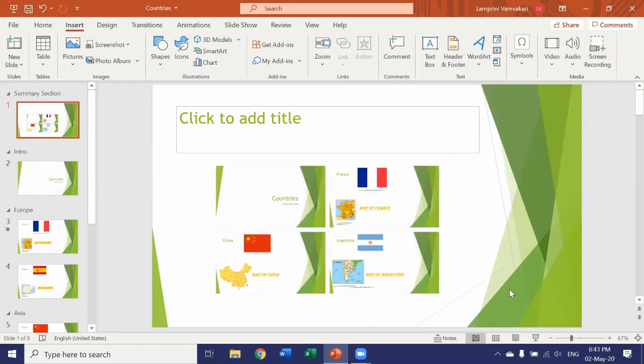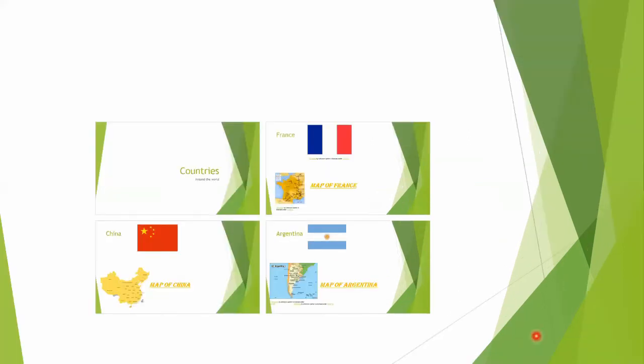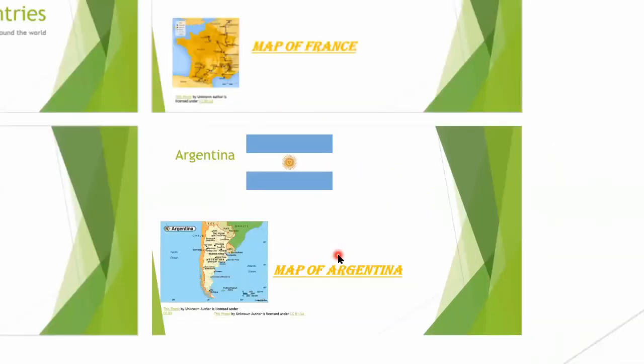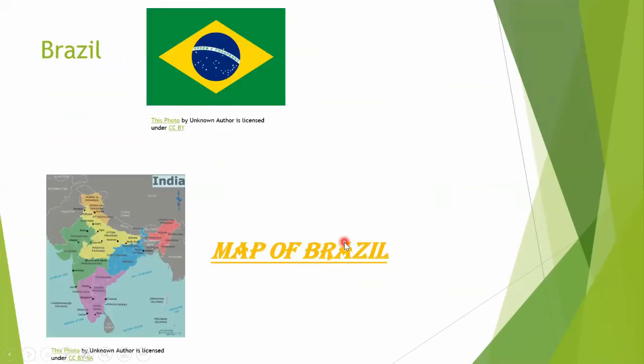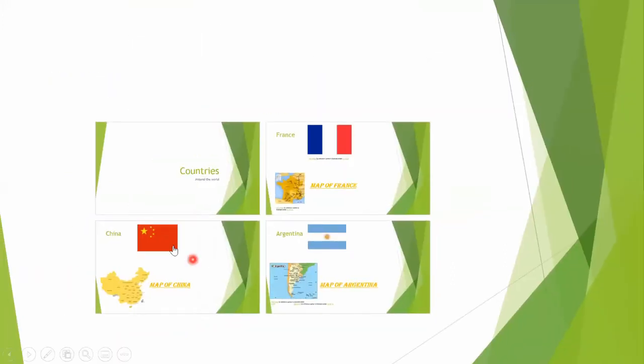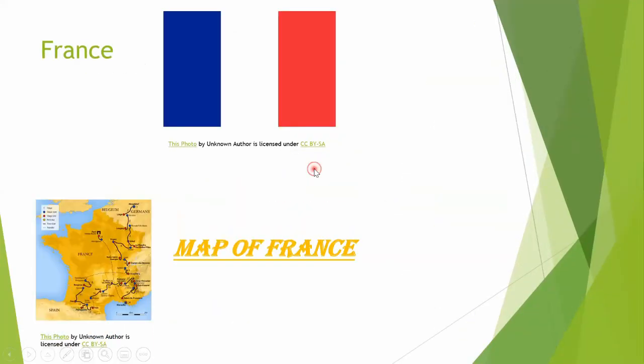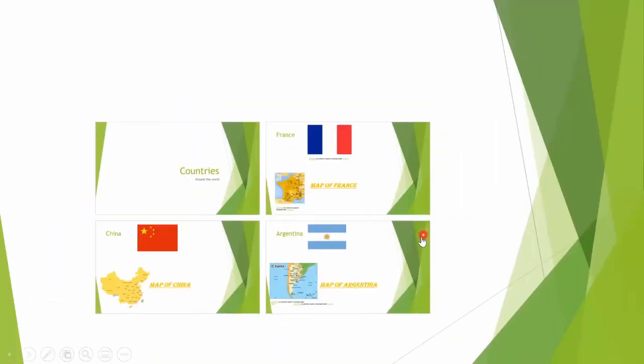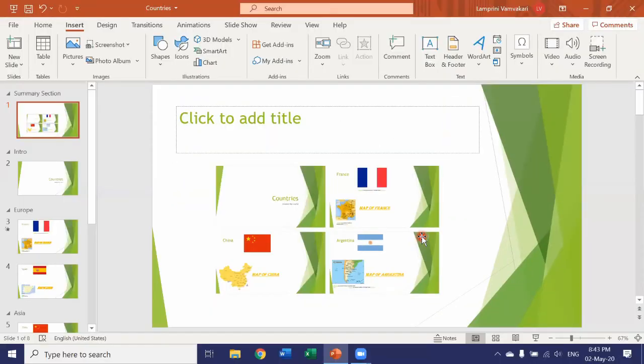So let's see that in action. Slideshow. Okay, I would like to jump to South America. Click, and here is South America. Click again, and I'm back in the summary section. I'd like to jump to Europe, France, Spain, and back. Hit escape. So you see how useful summary sections could be. They could also be used as links inside my other slides.